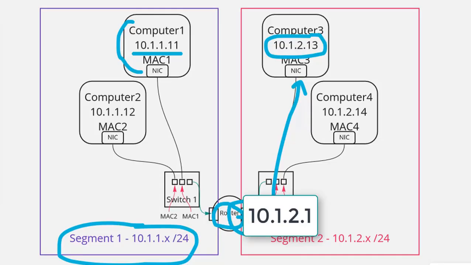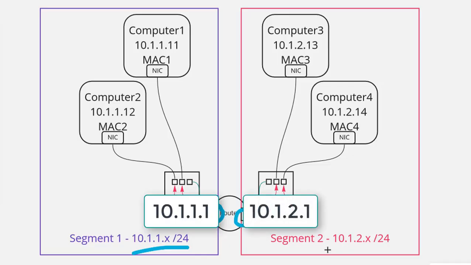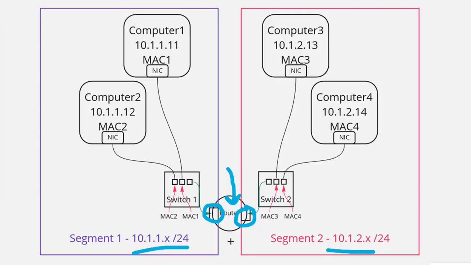And one of the behaviors of a router is that it understands the networks that it's directly connected to. So this router has an interface on the 10.1.1.x network. It knows how to get to that network. It has an interface on the 10.1.2 network. It knows how to get to that network. And those directly connected networks are automatically included in the route table of this router.